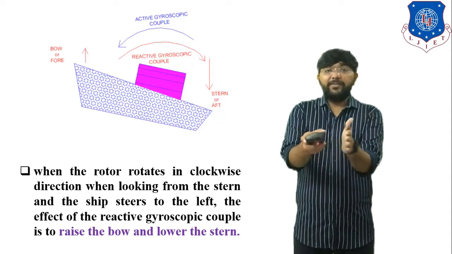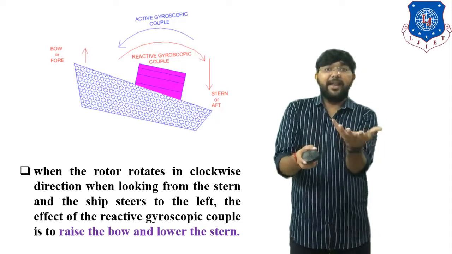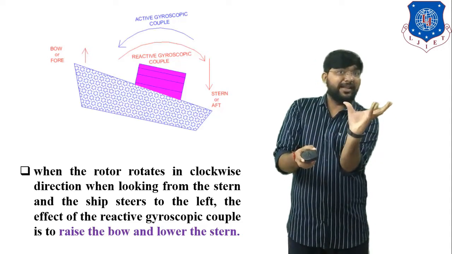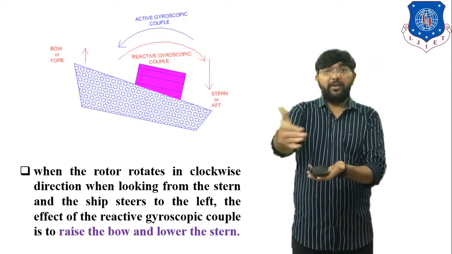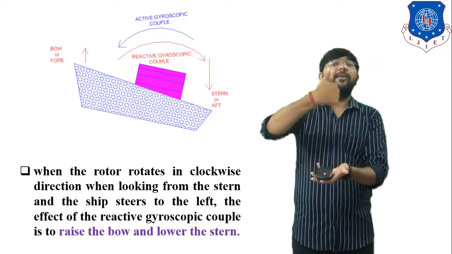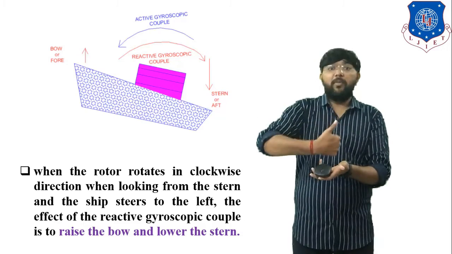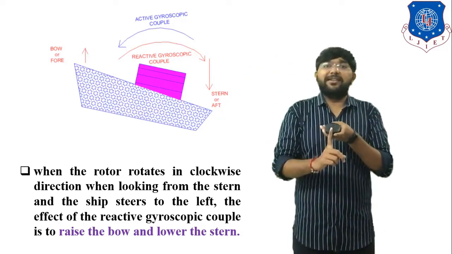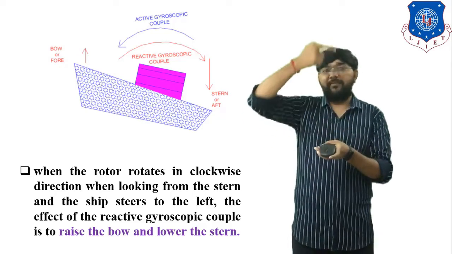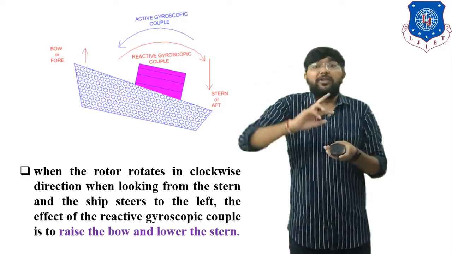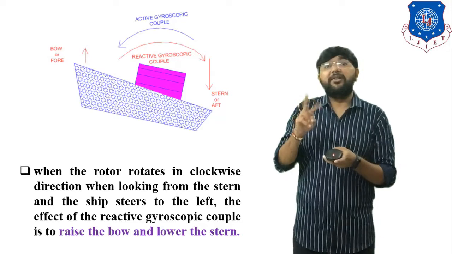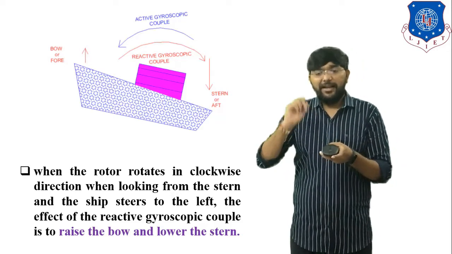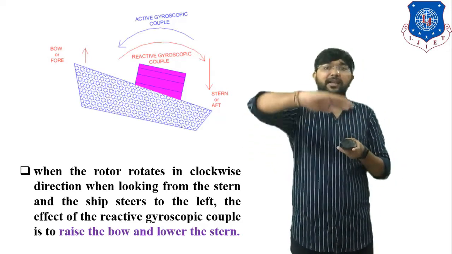At that time, if the ship tries to take a left turn, it means the direction of rotation is in this direction. So you have to put your finger in the left direction. At that time, the direction of angular momentum is in the upward direction. So we have two vectors. The first vector is in the straight direction, the second one is in the upward direction. And you all know the direction of the resultant is between the two applied vectors. Clear? So the direction of the resultant is in the inclined direction.